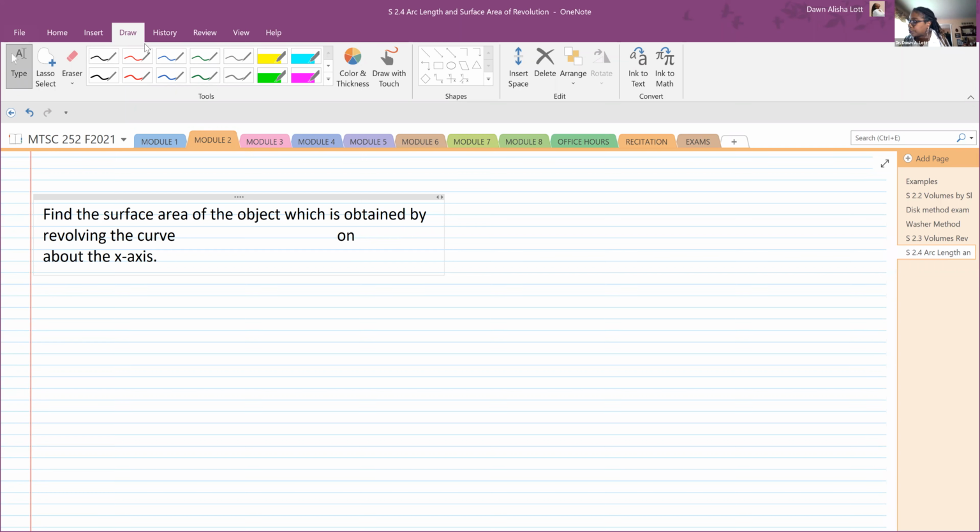Okay, so here's the curve. Y is equal to the square root of 2x minus x squared, on the interval 1/2 less than x less than 3/2, about the x-axis. Okay, let's get going. You know what to do.